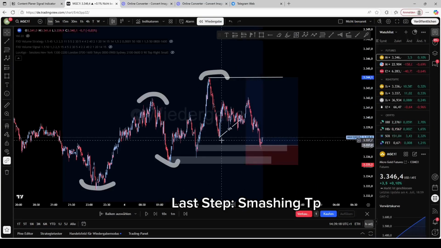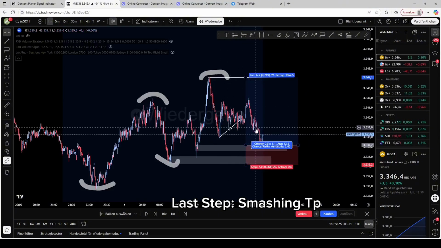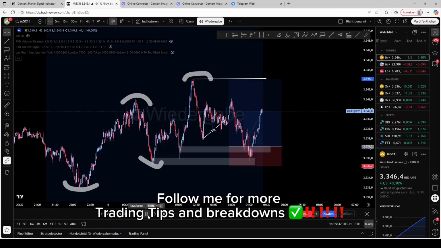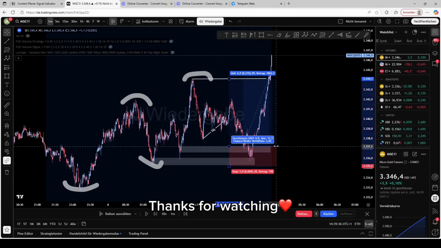Beautiful push. Now, what you can see here, the market does exactly what I've said. We swept this liquidity. Now our trade is activated, and let's see how it's going to play out. Boom, full TP smashed, just like that.